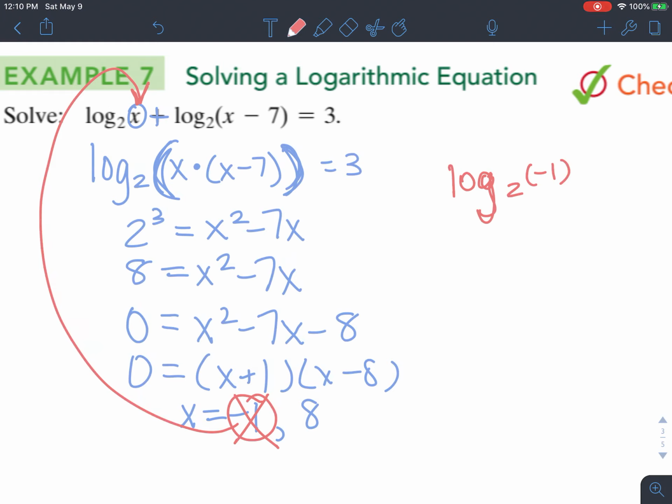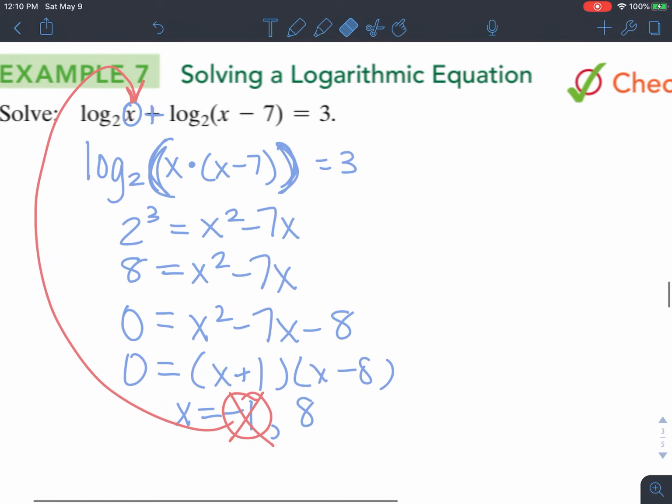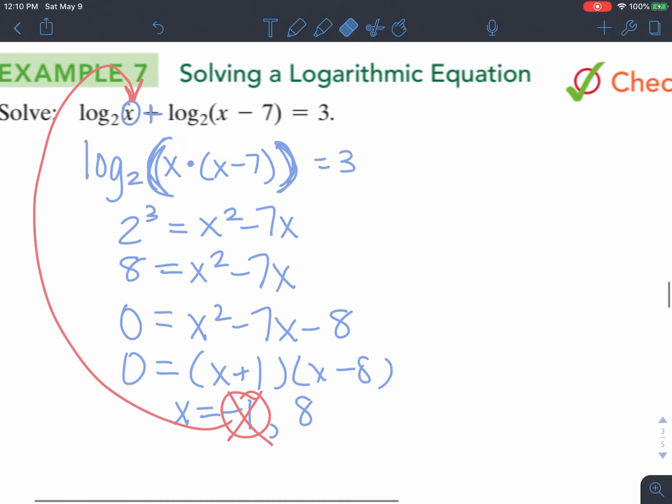Put in the 8. The 8's okay. Usually what happens is not that you get a wrong answer, you just get something that doesn't work. So you try to put in the negative 1, can't take the log of a negative number. You can put in the 8. I don't actually do out all the work to make sure 8 works, because odds are 8 works. You just need to make sure that you're not going to take the log of 0 or a negative number, because you're not allowed to do those things.